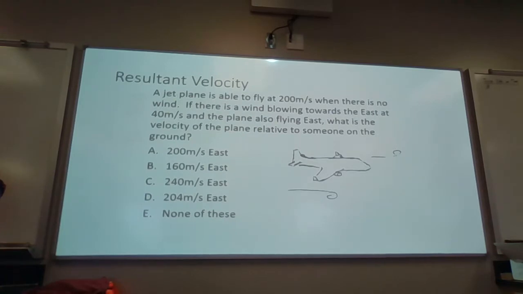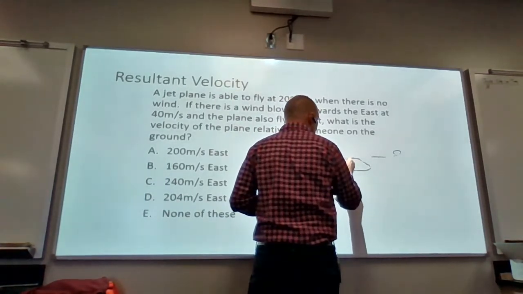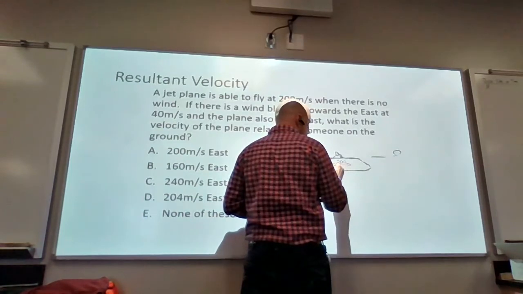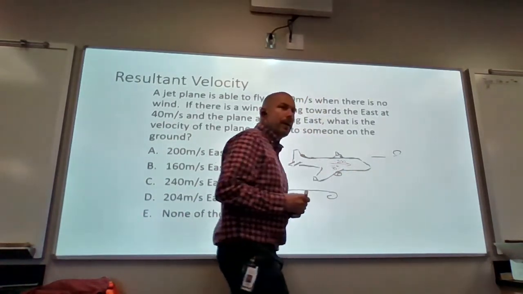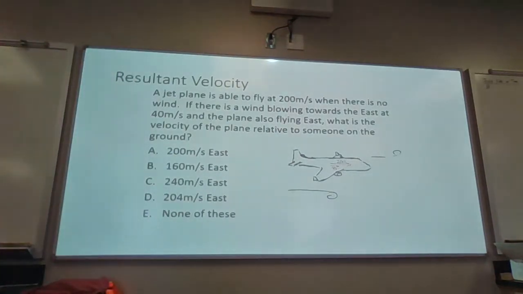Okay, so we're flying a plane on a windy day. You have 200 meters a second going that way, and you have 40 meters a second going that way. The resultant velocity is you simply add them together because they're going in the same direction. So you get 240 meters a second to the east. That was flying with the wind. You have a tailwind, is what they call that.